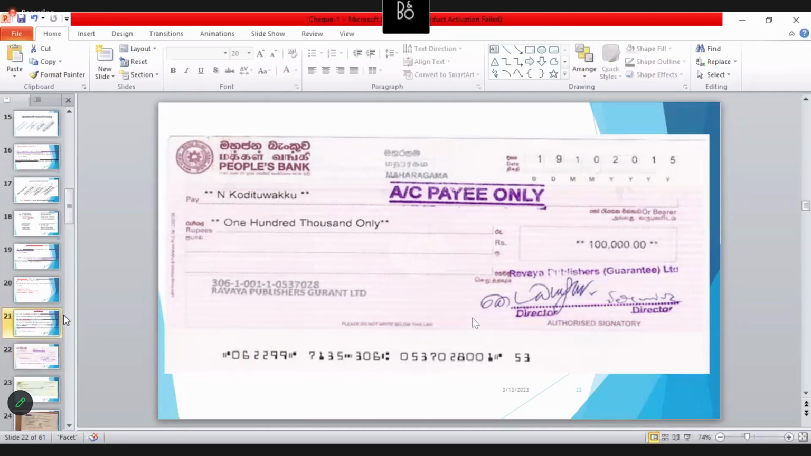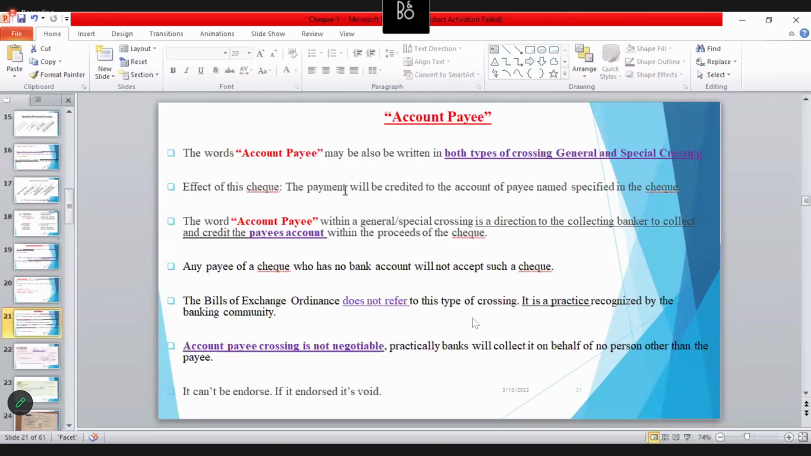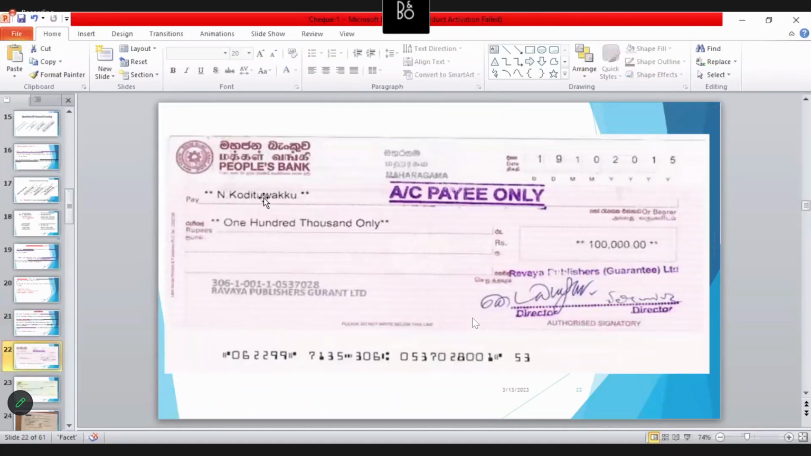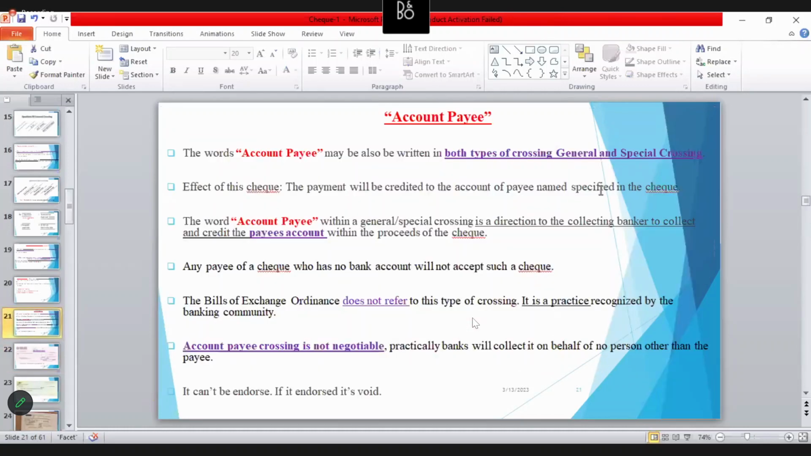See again, the effect of this account payee check: the payment will be credited to the account of the payee. Who is the payee here? The payee is Kodithuvakku, right? So to the account of the payee only, the bank has to deposit the particular amount, right?